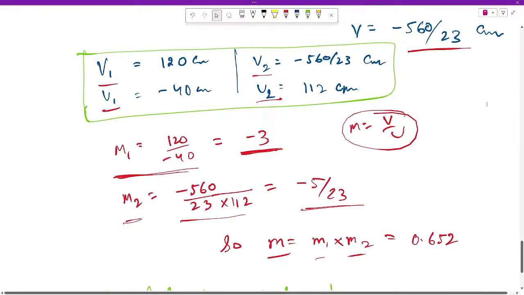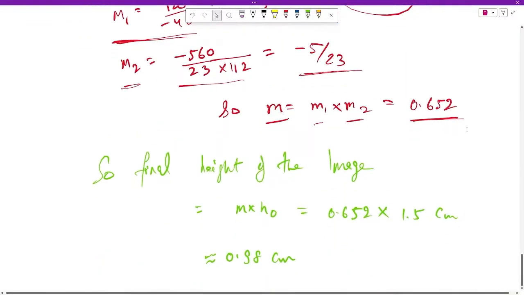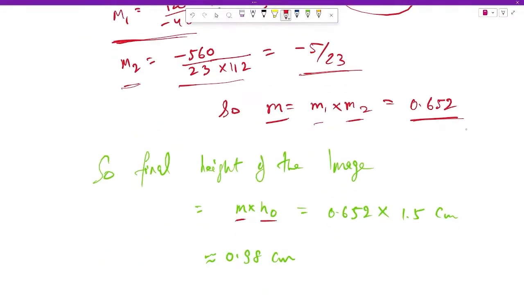0.652. That is, the net magnification is less than 1 and the image is diminished in size. So the final height of this image is going to be equal to net magnification multiplied by the original height, and we will get the solution as 0.98 centimeter, because the initial height was 1.5 centimeter. So we can multiply it with 0.652, that is the net magnification, and we will get the value as 0.98 centimeter.